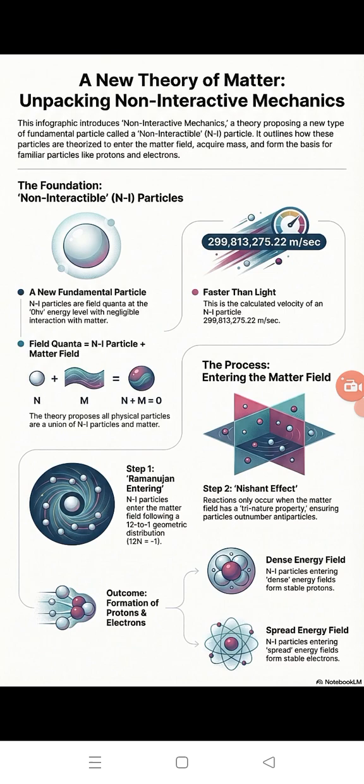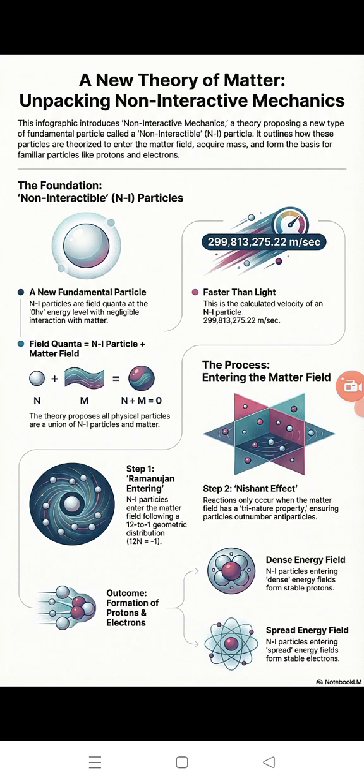Okay, now we have to get into the claims that really start to push the boundaries of all of established physics, the proofs. Right. And the most provocative one has to be about the speed of these Ni particles. I agree. The theory claims they travel faster than the accepted speed of light. How much faster? The calculated velocity, which they call CNI, is 299,813,275.22 meters per second. Okay, let me put that in perspective for you. That's about 20,800 meters per second faster than the speed of light we use in all our equations.